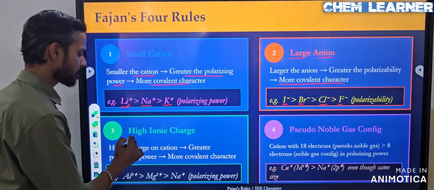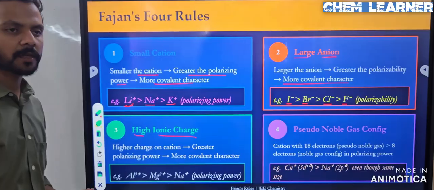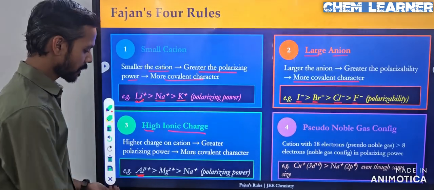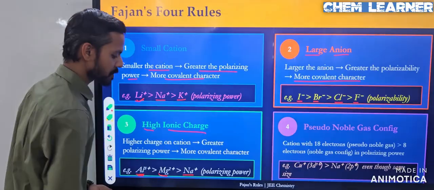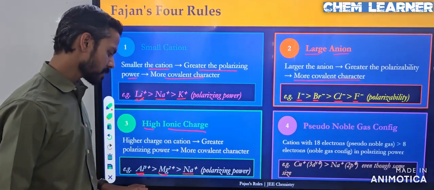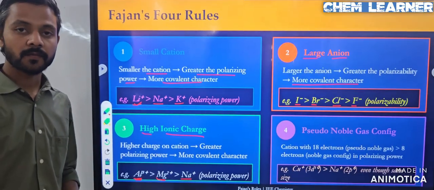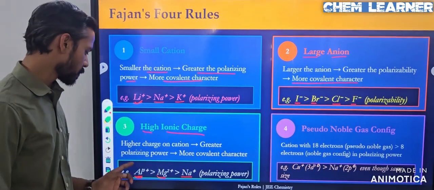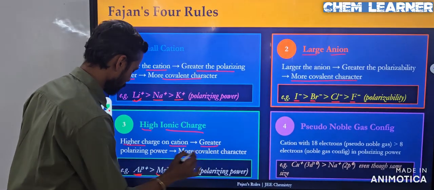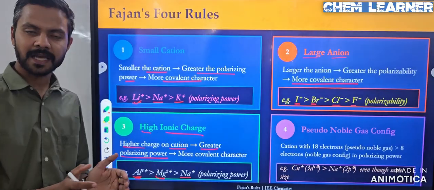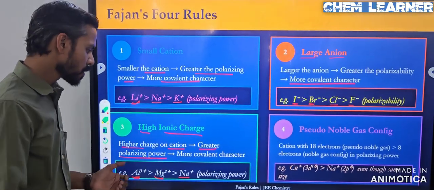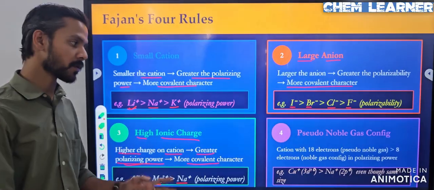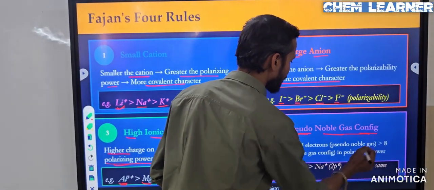Moving to the third point, high ionic charge. What we mean by high ionic charge is this: Al3 positive has a charge of plus 3, Mg2 positive has a charge of plus 2, and Na positive has a charge of plus 1. In these 3 ions, the number of electrons is the same, but the major difference is that as the cationic charge increases, the size becomes smaller. So the higher the charge on the cation, the greater the polarizing power, because the size becomes small and the effective nuclear charge increases. As a result, the covalent character will also increase.